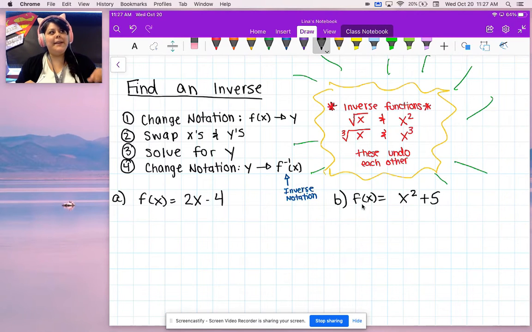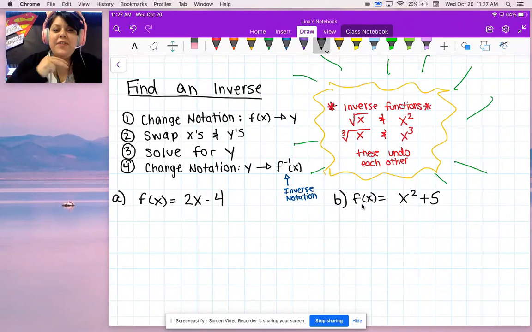So our x's are going to become y's and my y's are going to become x's. My third step, I'm going to actually solve for y. And then the last thing is just change the y to our inverse notation, which is f to the negative 1 of x. That's our inverse notation.